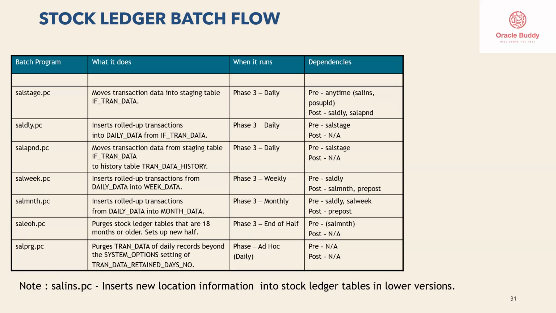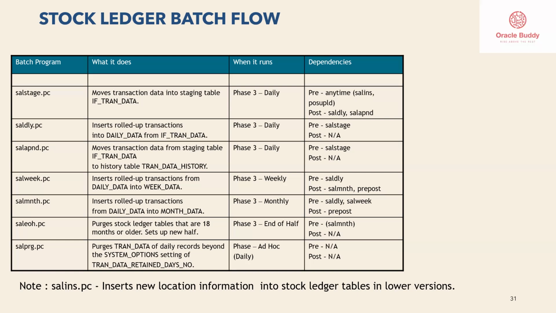Next batch, SAL stage. What it does is move the data from trend data to IF trend data. Next batch is SAL daily batch. It inserts rolled up transaction into daily data from the IF trend data table. Next batch is SAL append. It moves the transaction data from the staging table IF trend data to the history table, trend data history.